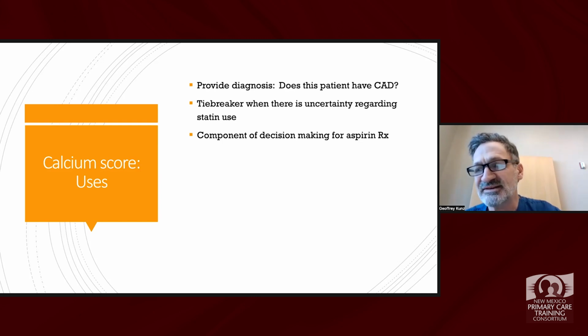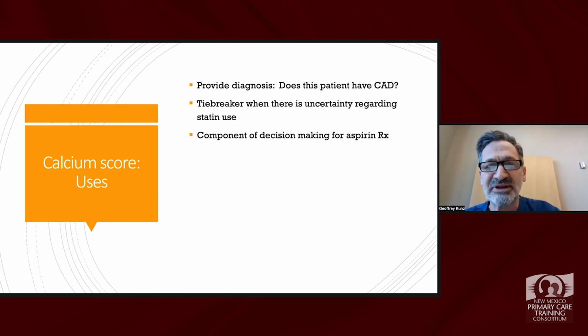And it does identify people who are at risk for having coronary events. The higher the calcium score, the higher the risk of having a coronary event. So it can provide the diagnosis. To go back to your patient who had a risk score of 20, you can say, yes, you have risk factors, and look at this picture, you have coronary disease that we should be attending to.